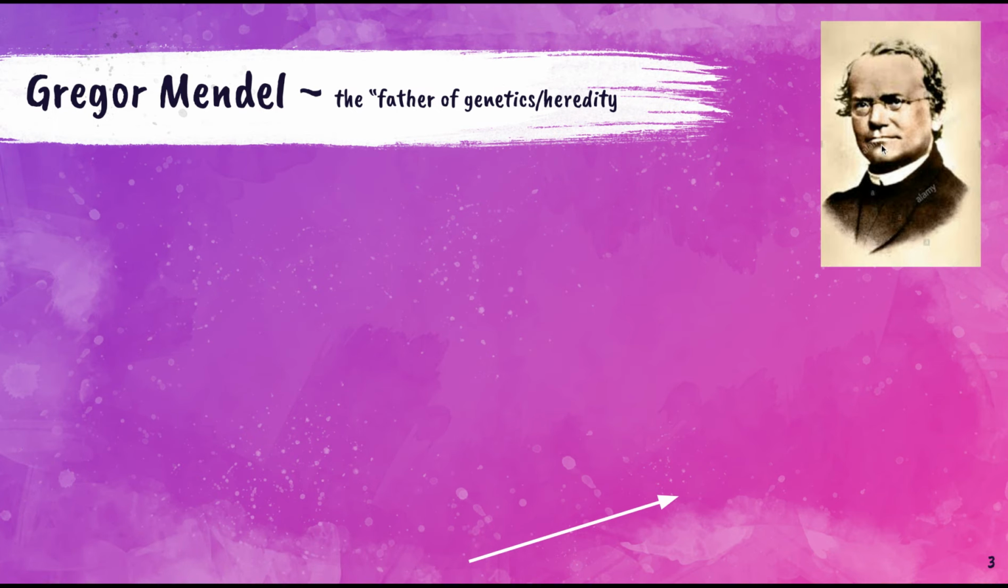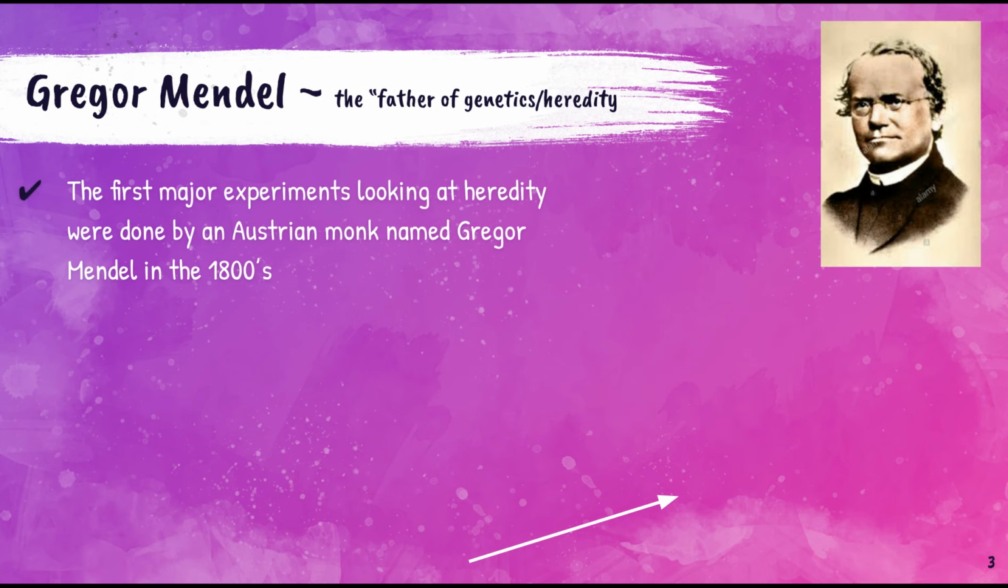This guy right here, this handsome devil, his name is Gregor Mendel. He's the father of genetics and the father of heredity. That's what he's known as. But he did the first major experimentation with heredity, and this was in the 1800s, the 19th century, and he was a monk, so like a priest kind of thing. So he spent most of his time kind of just looking at plants.